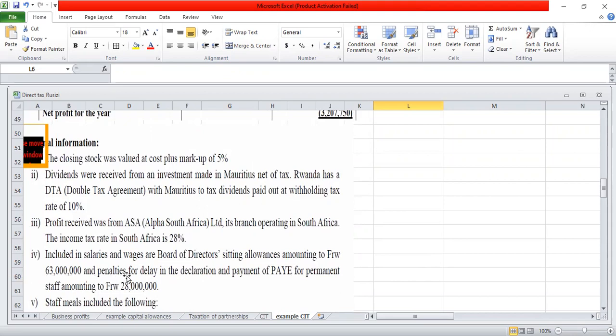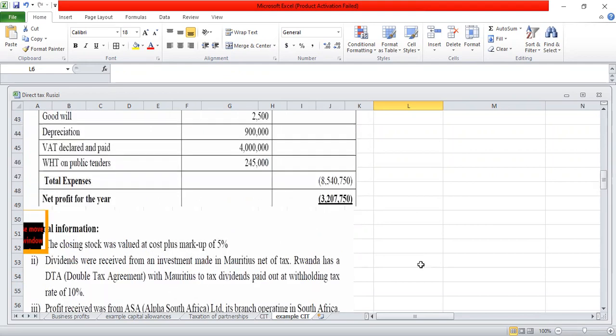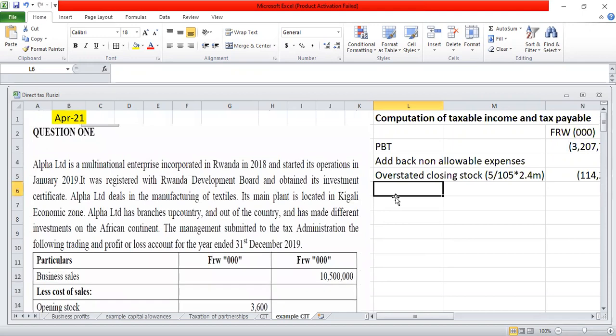And the penalty for delay to declare, penalty is not allowed, of 28. That one is not allowed. We have a penalty of 28.